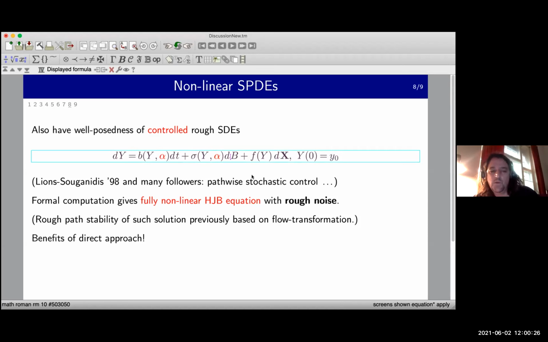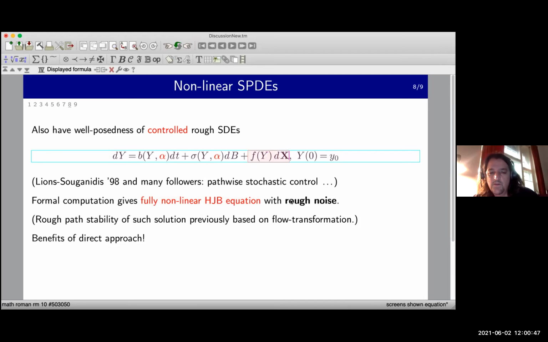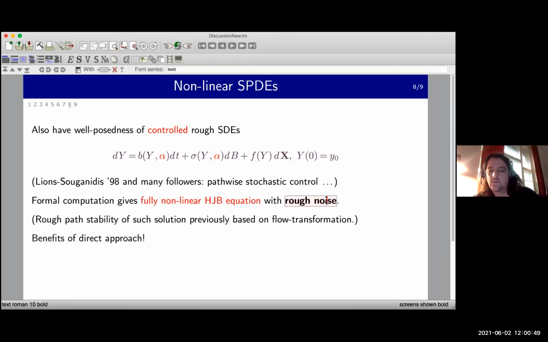And what happens when you start looking at the value function, that if these are the underlying dynamics, you try to optimize some expected payoff, etc. Well, without rough paths, you get to HJB equations, and they are in general fully nonlinear. And so if you have this rough guy around here, then you have an HJB equation with rough noise.